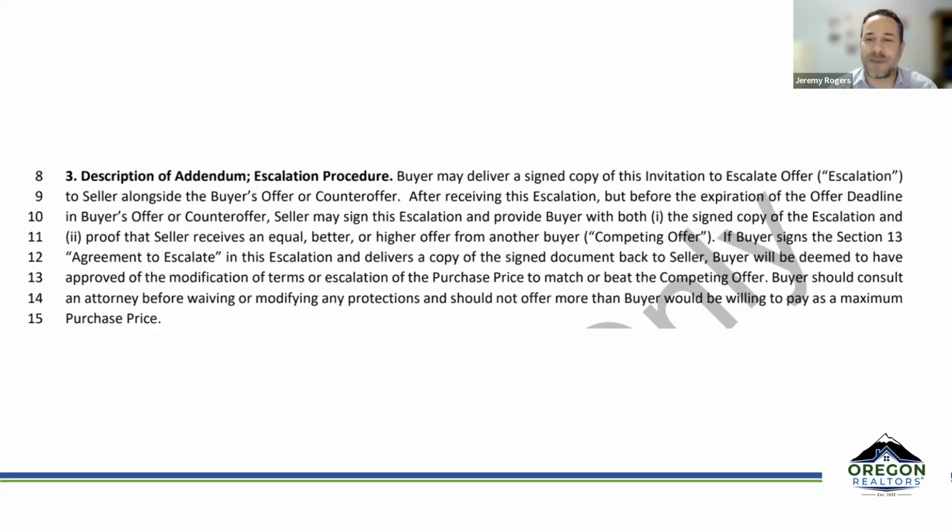Now, from the seller's perspective, their instructions are that before the expiration of the offer deadline and the underlying offer, okay, they can sign this escalation addendum and provide buyer a copy of it and the proof of the other offer that is triggering the escalation. Then buyer's going to have the chance in section 13 to sign the agreement to escalate, okay, and deliver it back to the seller. And at that time, they'll be deemed to both have approved of the escalated terms after having both been able to review what those terms are.